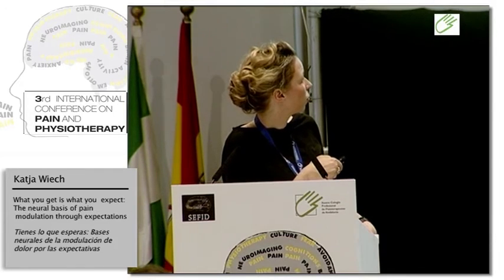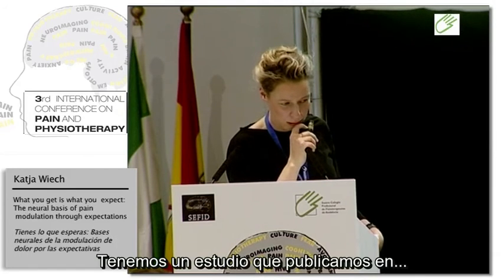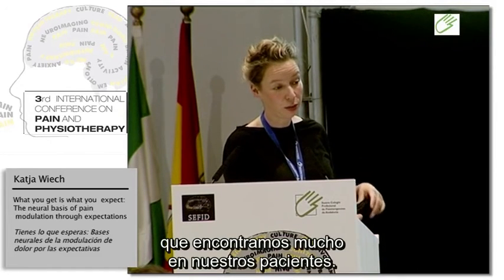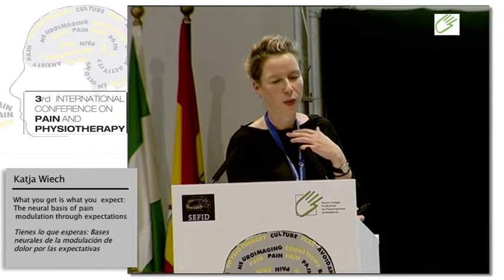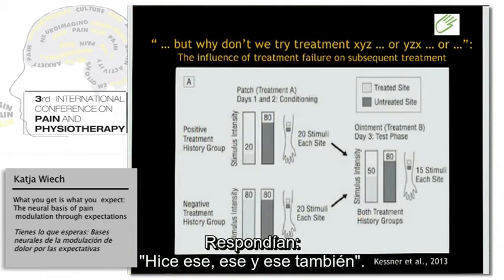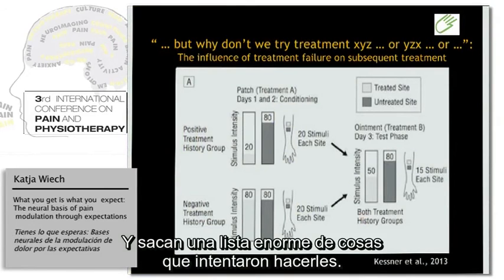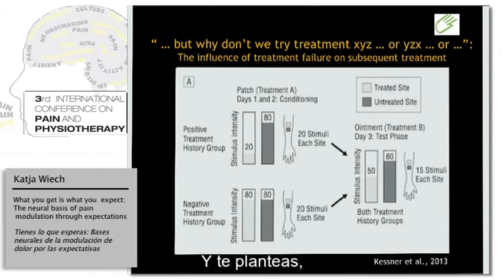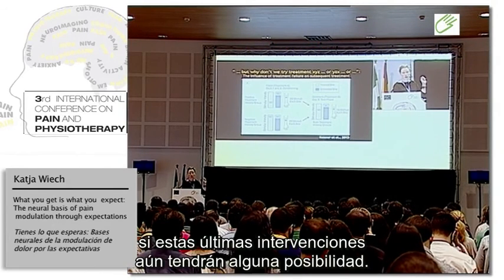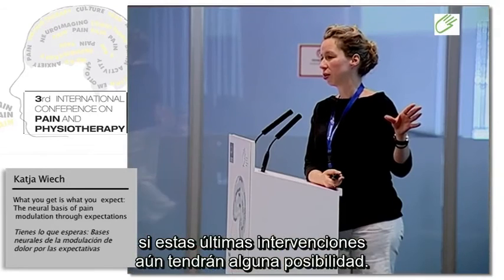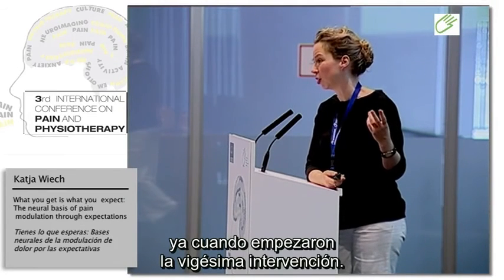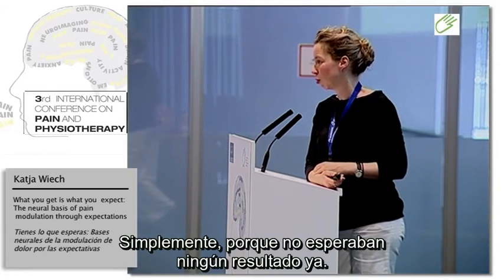Why is that important? Let me tell you about this study we published in JAMA Internal Medicine last year. It was down to the observation we had. We do meet a lot when we see patients, which is, when we ask them what type of treatment they have had, they go, oh, I had that, and also that, and that, and that. And they come with this huge list of things people have tried on them. And you wonder, based on what I've just told you, on this revision of expectations, if these later interventions still had a chance, or whether everything was lost already by the time they started the 20th intervention, simply because they didn't expect to get anything out of it anymore.